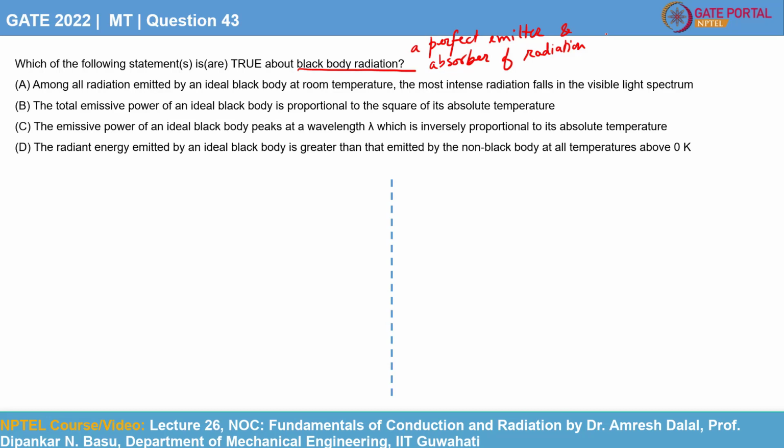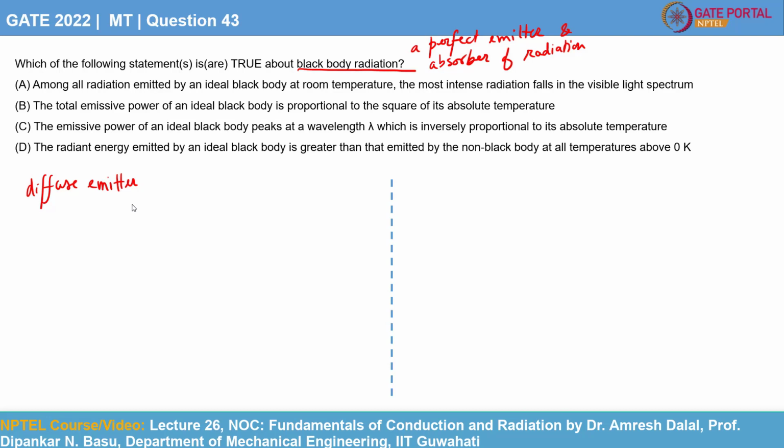It absorbs all incident radiation regardless of wavelength and direction. Also, it emits radiation energy uniformly in all directions per unit area normal to the direction of emission. So a black body is a kind of diffuse emitter. I use the word diffuse emitter; by diffuse, I mean independent of direction. Okay, so that was about black body radiation. Now let's look at the statements one by one.